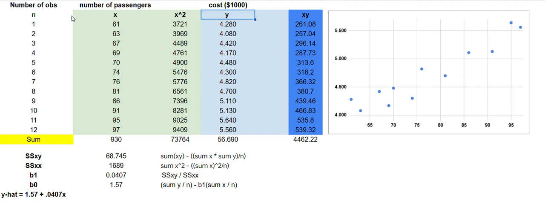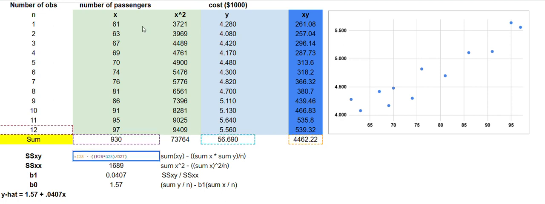To do that, we start by looking at the equation, right? The SSXY says we want to sum the x multiplied by y, minus the sum of x multiplied by the sum of y, divided by n. So let's do that. First we start with the sum of xy. We multiply 61 by 4.280 and we get this number. Then 63 by 4.080 and we get this number, and so on. Then we sum it and add it here in the equation, the first number.